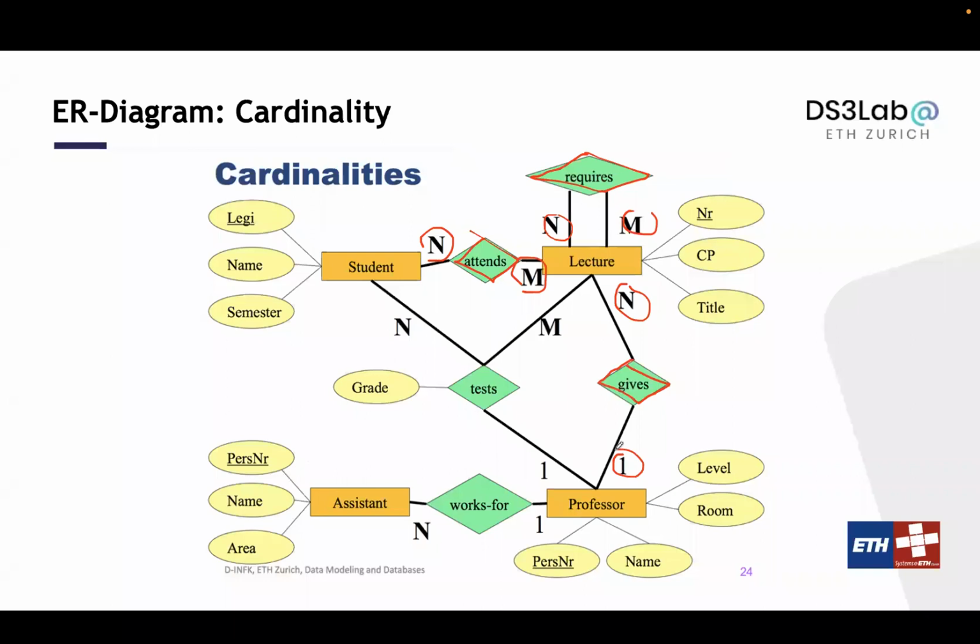Again, go back to the formal semantics. You look at the one side, because that is the constraint that you are introducing. It means that if you give me the lecture, I can uniquely identify the professor. I cannot have one lecture associated with two different professors. Makes sense? One lecture can be taught by only one professor. That is what this is trying to tell you. Then you can go to, for example, the works for relationship between assistant and professor. In this case, you have N here, you have 1 here. What does it tell you? This tells you that if I know the assistant, I can identify a professor. You cannot have one assistant on the left-hand side associated with two different professors.